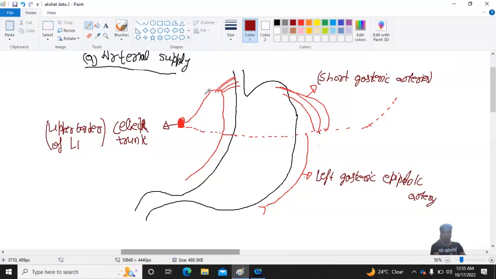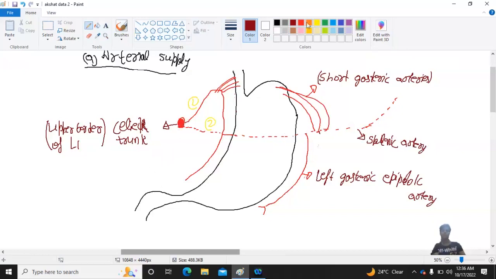Then this is the first branch of the celiac trunk. This is the first branch. This is the second branch, which is called the splenic artery. This is the splenic artery. Done.